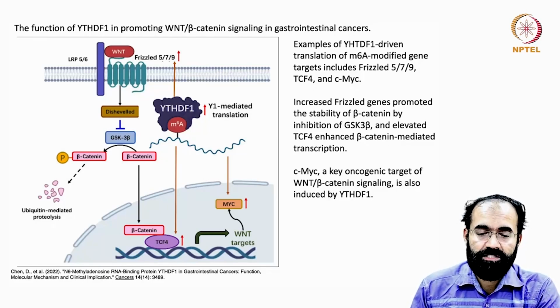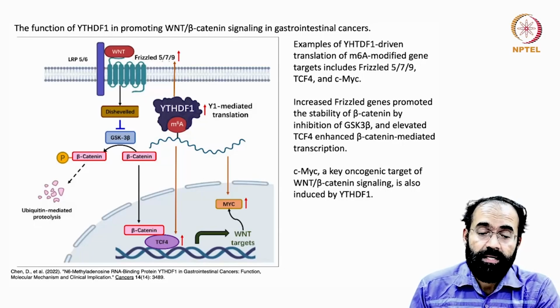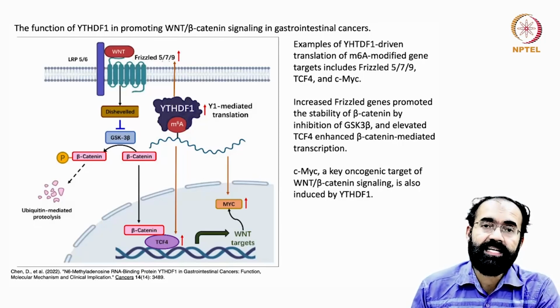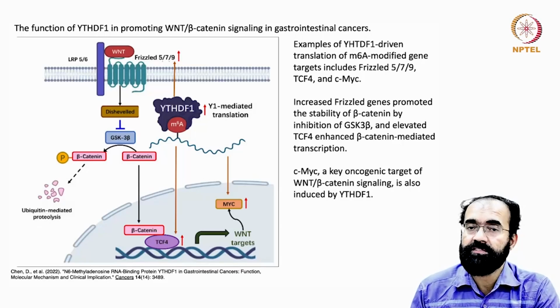Some examples of YTHDF1 driven translation of these m6A modified gene targets include frizzled 5, 7, 9, which are members of the Wnt signaling pathway, TCF4, that is the T cell factor, a protein or co-binding partner of the beta-catenin, and also c-MYC itself. So accelerated production of frizzled will facilitate the Wnt signaling, because more receptor means whenever Wnt is available, none of the Wnt will go wasted.